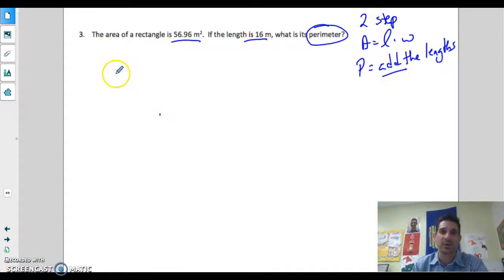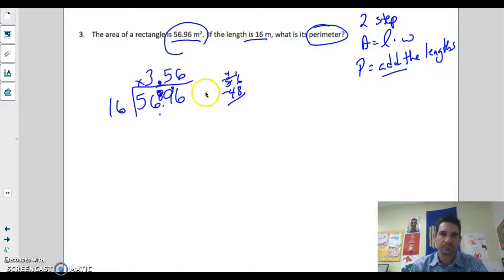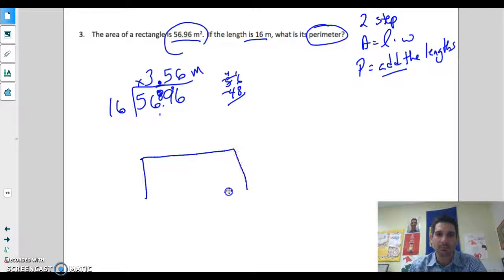So the first thing I got to do is, if I know the rectangle's area is this, and I know the length is this, I got to find the width. So I got to divide. Okay? So I'm going to pause it. You do it. I have a width of 3.56 meters. Okay? Because when I divide that, I got 3.56.